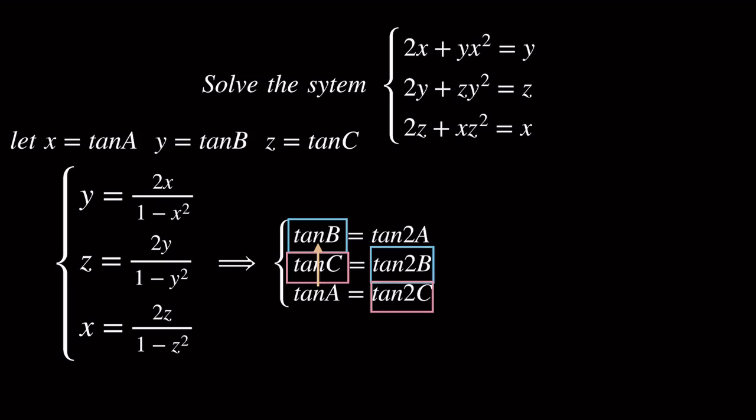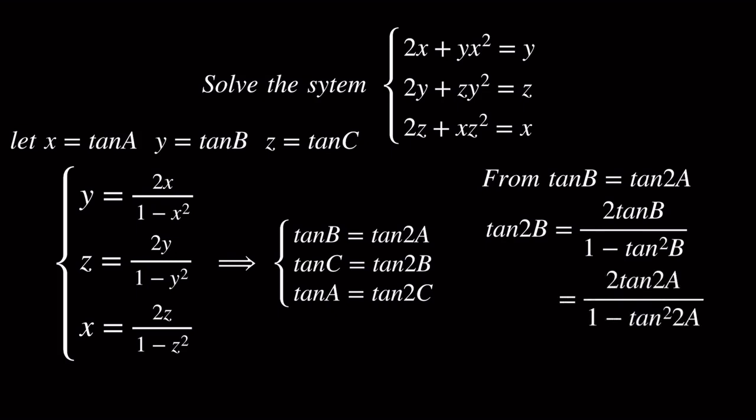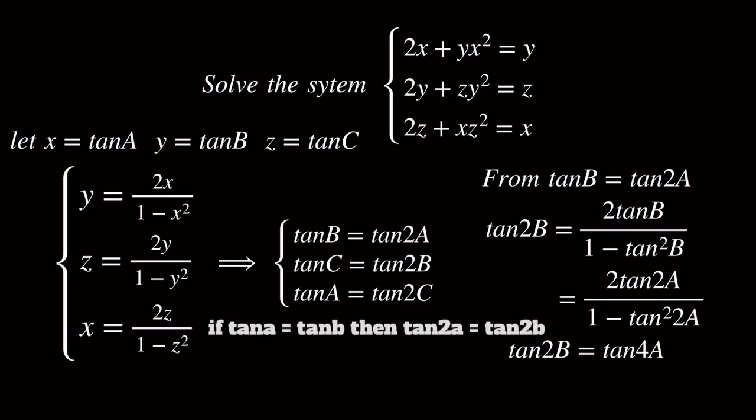Well, from the first equation, we have tan B equals tan 2A. And now, if we want to find tan 2B, we can apply the tangent double angle identity again. But from the first equation, we can substitute tan 2A in. And now simplifying will give that tan 2B equals tan 4A. So if we know that tan of an angle equals tan of another angle, doubling one angle will mean that it will be equal to tan of double the other angle. And we will be using this fact more and more.